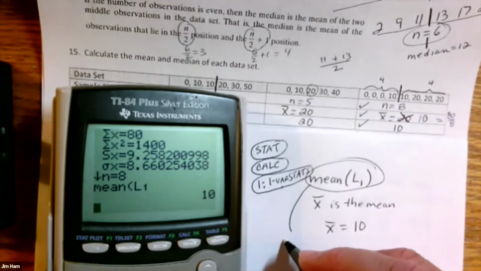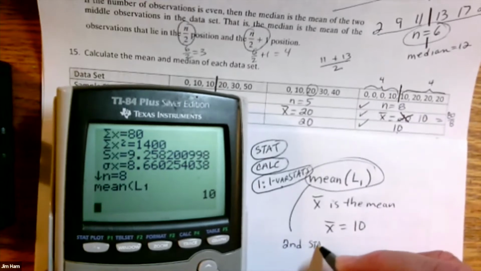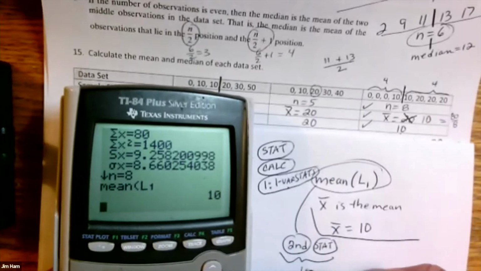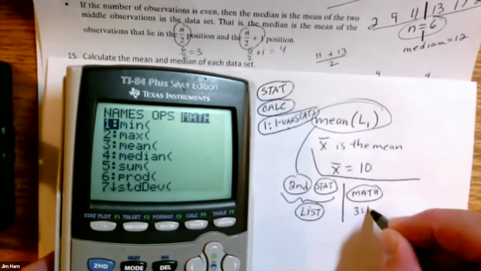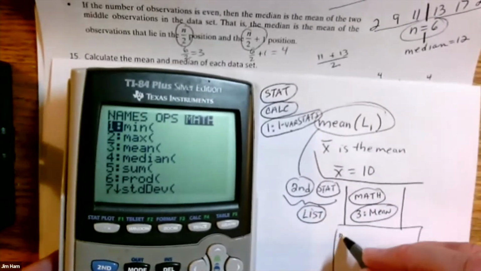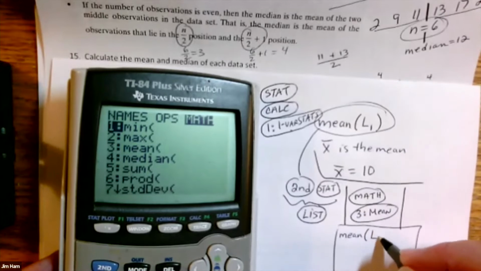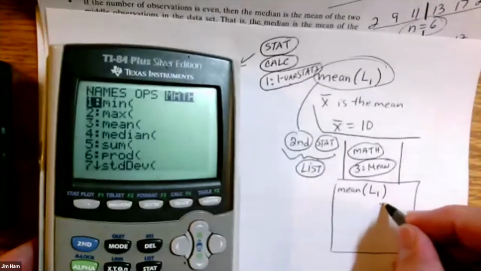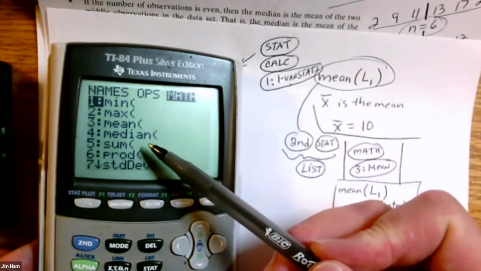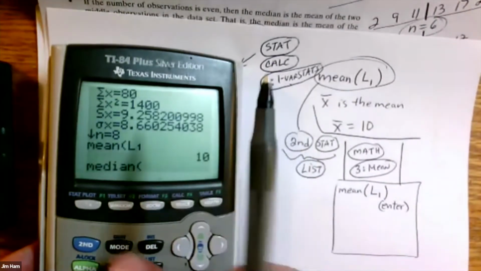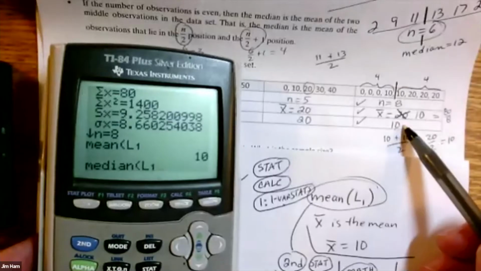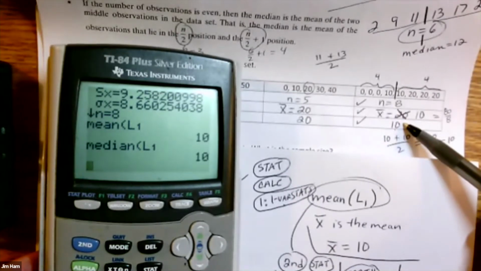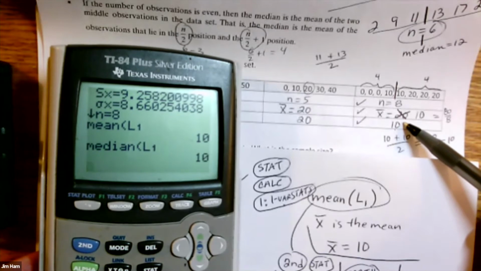So for this one, you want to go to second and then stat, and together, those give you the list command. So now you're in the list menu. And then after that, you want to go over to the math menu and then select option 3 for the mean. And what goes to the home screen is the word mean. And then you're going to have to type in the list, L1, and then hit enter. Let's do the median. That's number 4. If we calculate the median of that first list, L1, we should get also 10. It does it for us. So we really don't need the calculator if we're working with nice numbers and a small number of data values.